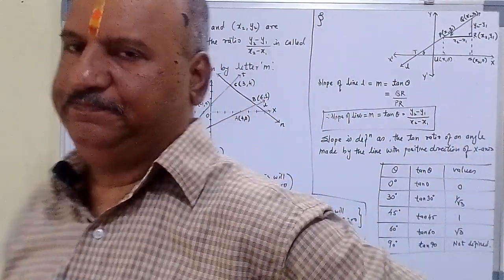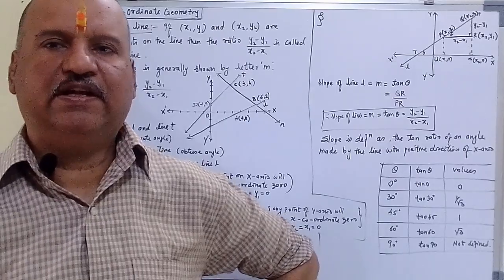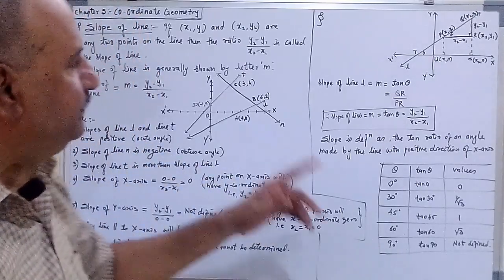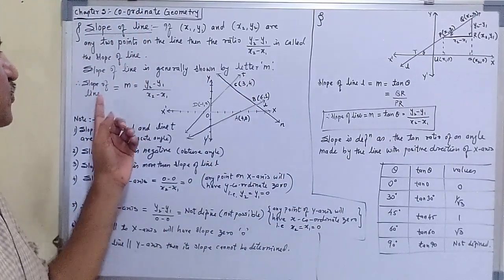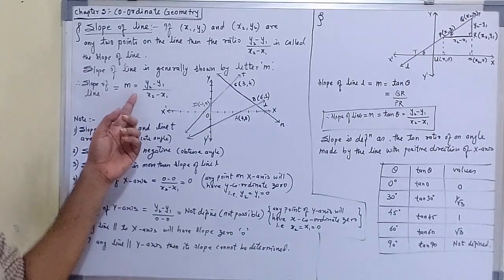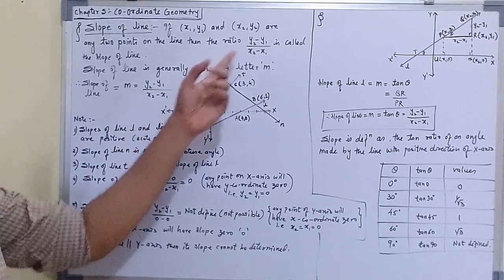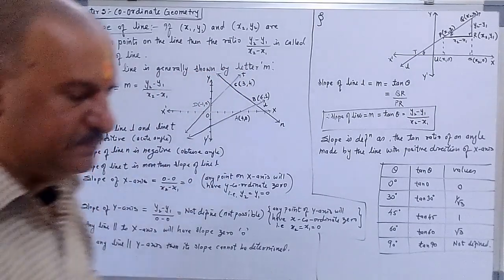Slope is generally represented using small letter m. So slope of a line can be generally written as m, and the formula for this is y2 minus y1 upon x2 minus x1.